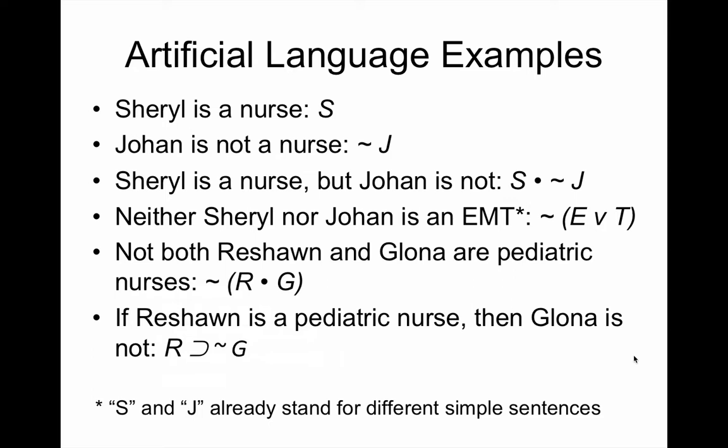Instead, I'm just giving you this as background so that you know what you're looking at when you see all this notation as we look at these rules that we will use to derive the steps in a proof of a valid argument. So going back to our last example, if Rashawn is a pediatric nurse, then Glona is not, we get R horseshoe tilde G.